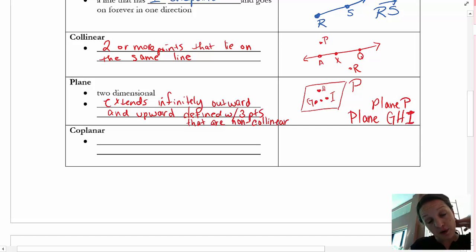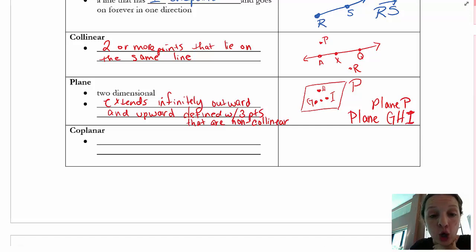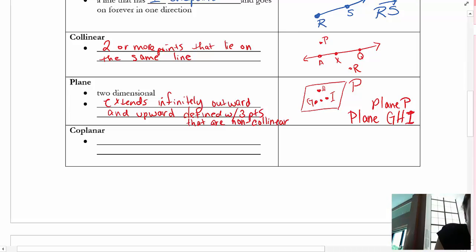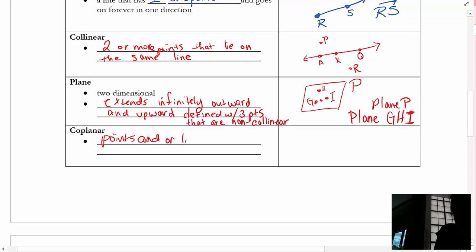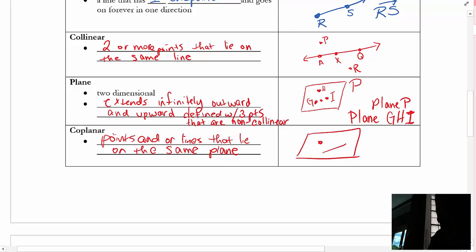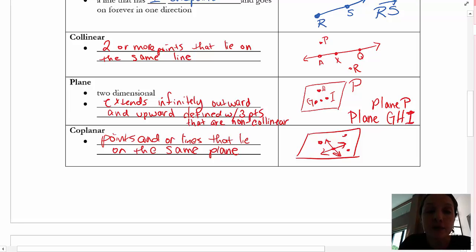Okay, and then last on the front of this worksheet, we have coplanar. Coplanar is exactly what you think it is. Collinear meant same line, coplanar means same plane. Except now on a plane, things can be coplanar like lines and points. So points and or lines that lie on the same plane. So if I had like this plane here, this point, this line, this line, this point, this point, this point, all those things in that picture are coplanar. Okie dokie.